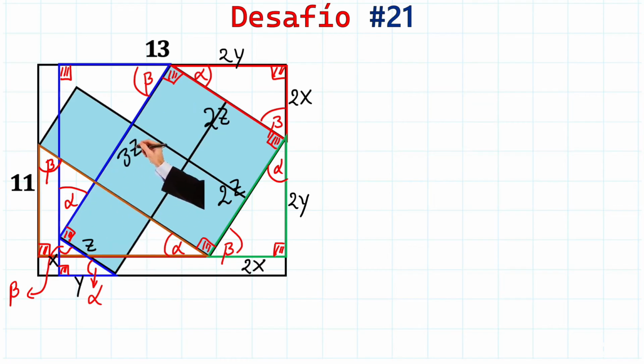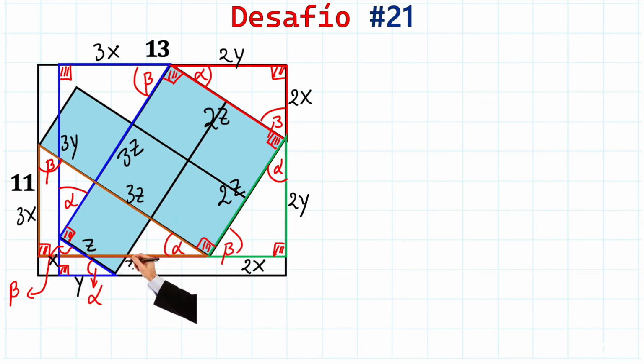3z. Therefore, this blue triangle we have here is 3 times larger than this blue triangle over here. This side will be 3 times x and this side here will be 3 times y. Very good. The same thing happens with the orange triangle we have here. Its hypotenuse will be 3 times z. So this side will be 3 times x and this side here will be 3 times y.